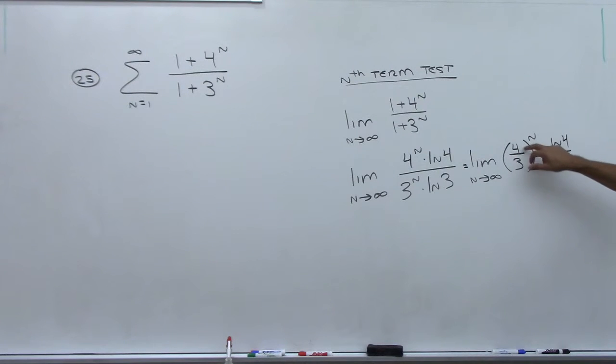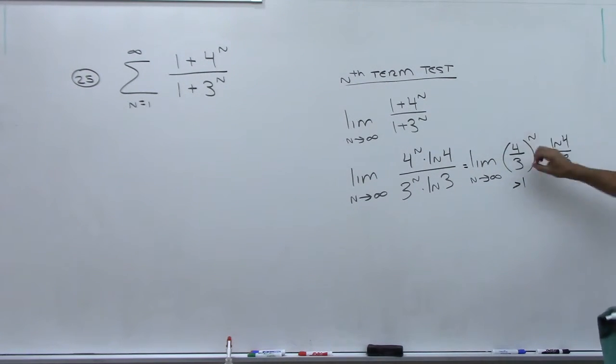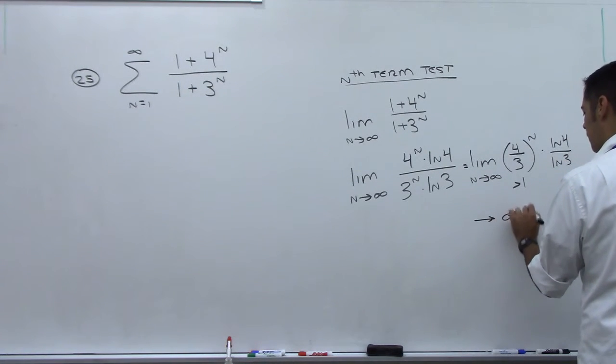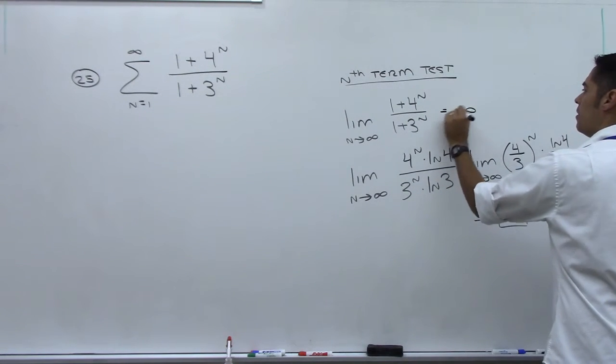But this is a number right here, it's bigger than 1. And we're raising it to a power that's getting bigger, so that thing should blow up. And that means that this thing goes to infinity. And so this limit is infinite.